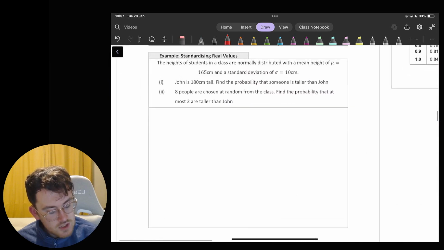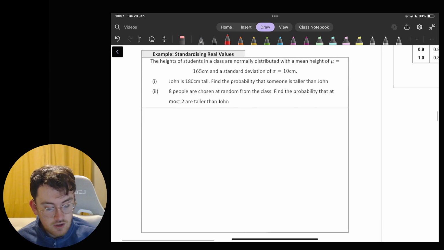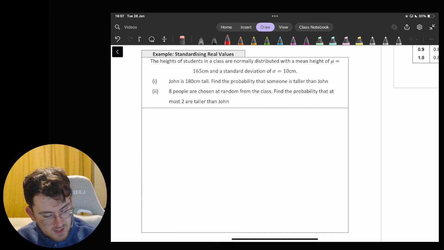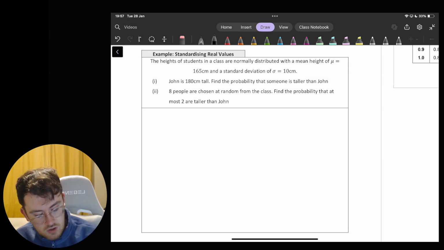So we'll continue onwards, looking at standardizing some real values here and using them in comparison. Again, the heights of students in a class are normally distributed with a mean height of mu 165 and standard deviation of 10. John is 180. Find the probability that someone is taller than John.